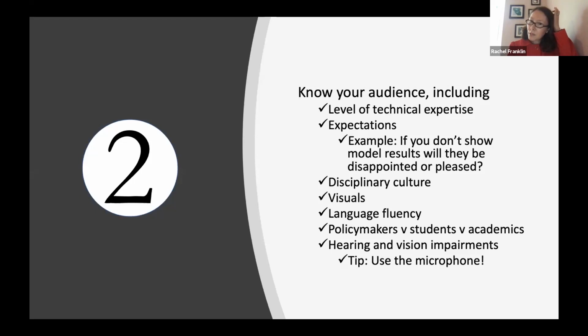And the example I gave here is, if you don't show model results in a big table, will they be disappointed or are they going to be pleased? And I think if you can think that through a little bit, that will help in the design of your slides. Disciplinary culture, I think, is also really important.